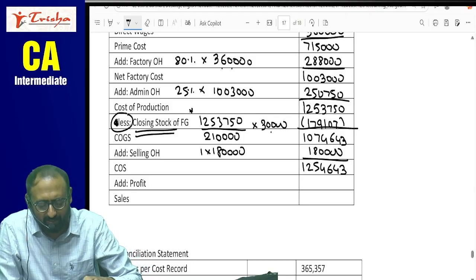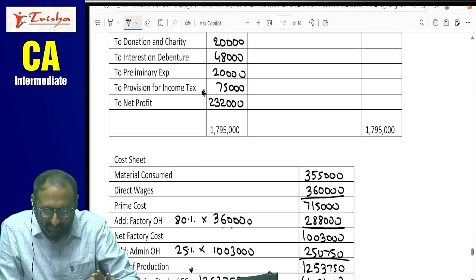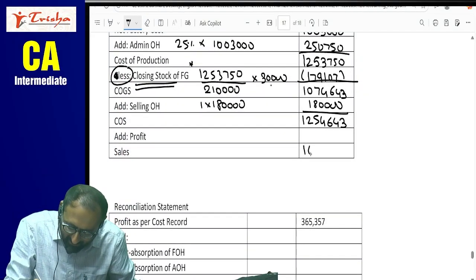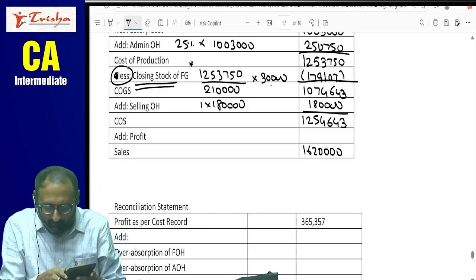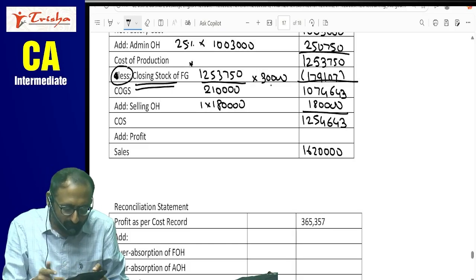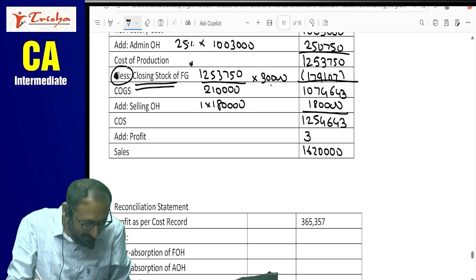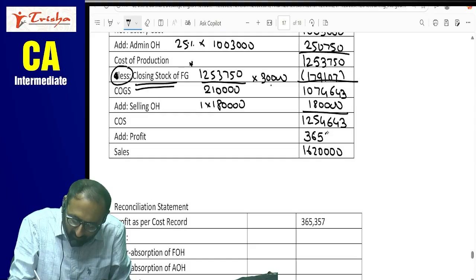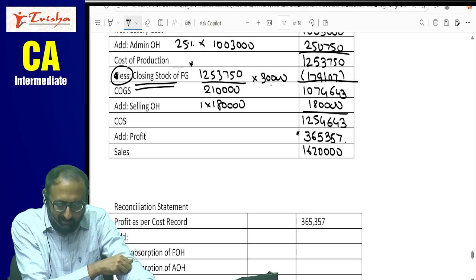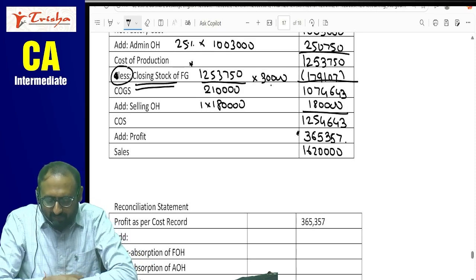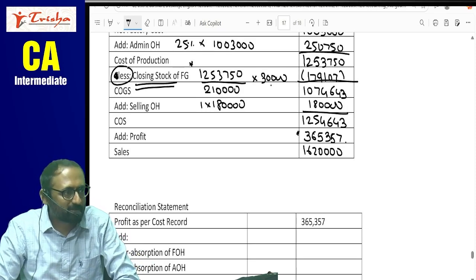Sales will remain the same. Sales will not change, guys. How much is your sales value? 16,20,000 is your sales value. Now, 16,20,000 minus 12,54,643. Profit as per the cost record comes to 3,65,357. Correct, sir? Yes, sir. So profit will be 3,65,357 as per the cost accounting.